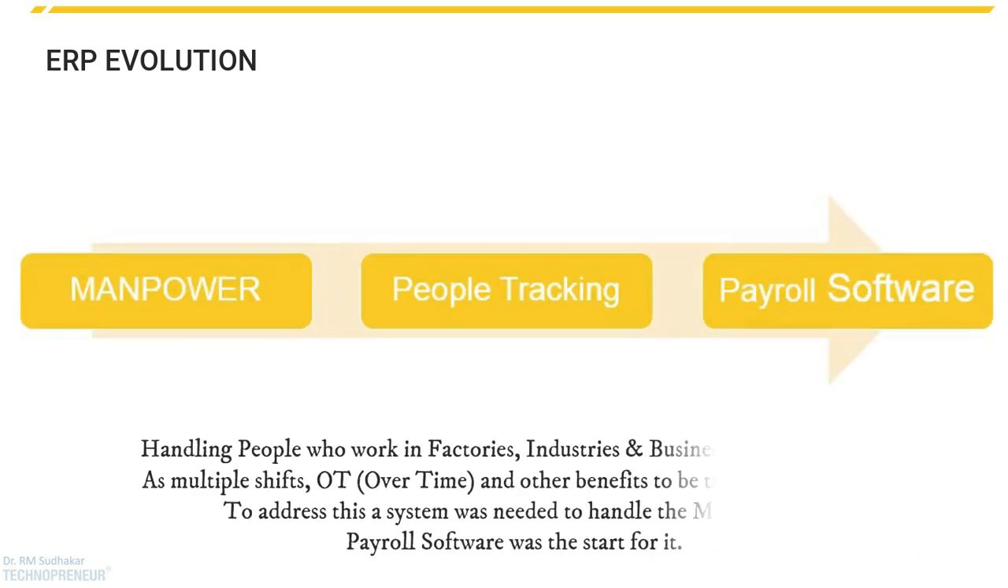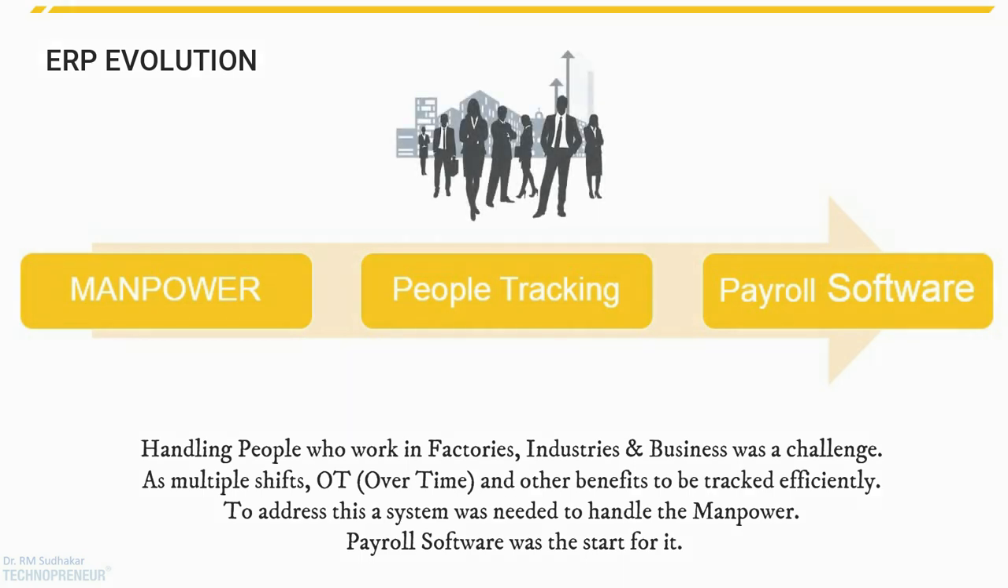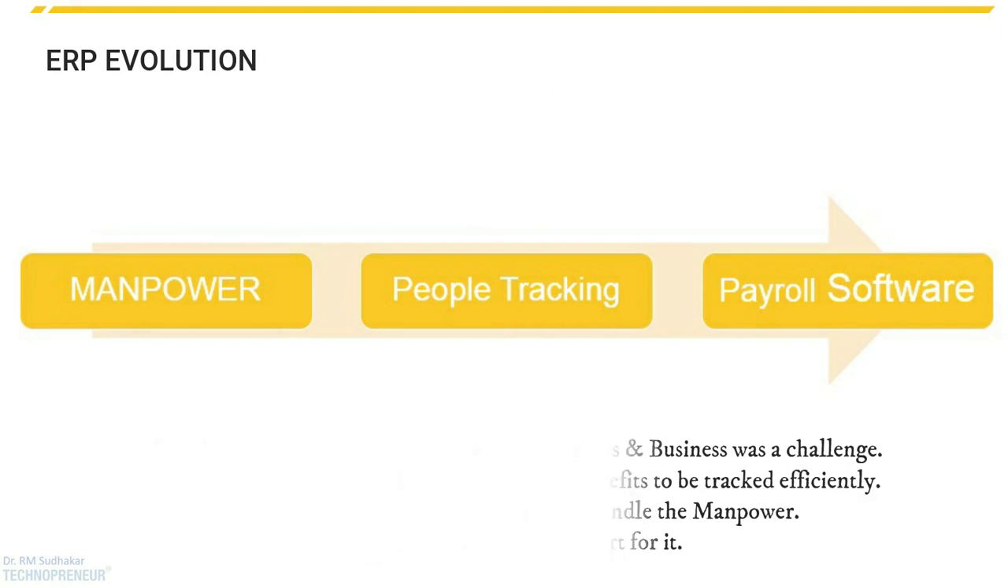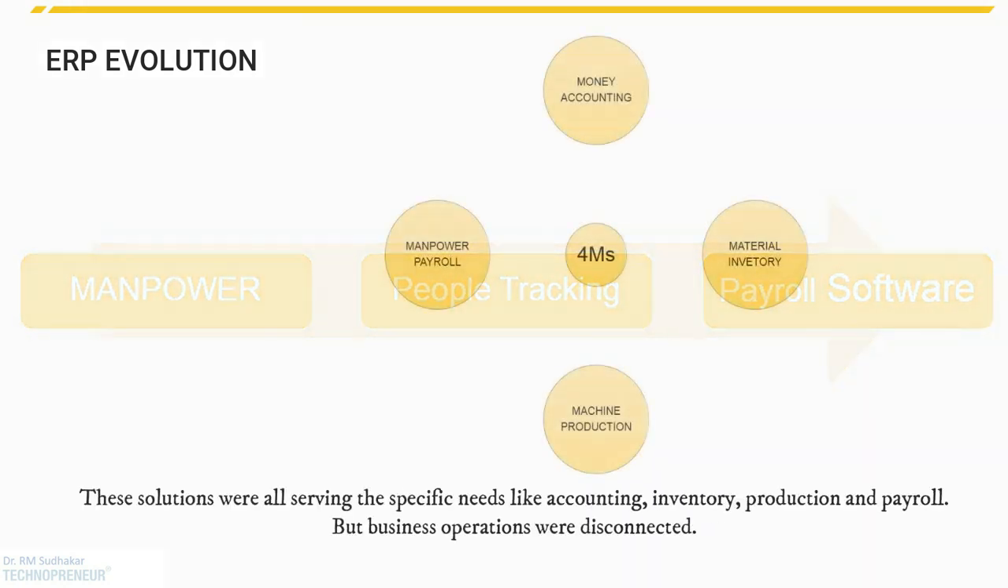Handling people who work in factories, industries and business was a challenge, as multiple shifts, OT, that is overtime, and other benefits had to be tracked efficiently. To address this, a system was needed to handle the manpower. Payroll software was the start of it. These solutions were all serving the specific needs like accounting, inventory, production and payroll.